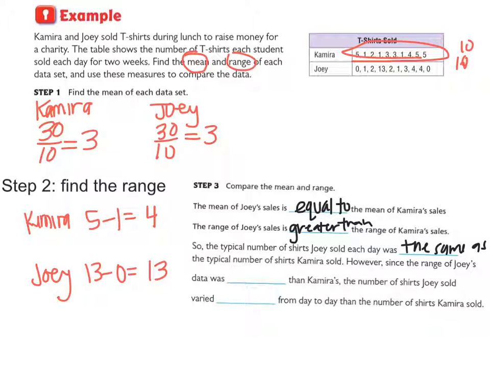However, since the range of Joey's data was greater, remember we had a bigger number than Kamira's, the number of shirts Joey sold varied more from day to day than the number of shirts Kamira sold. And so this is something that I would have you guys explain to me in words, not necessarily write all of that out, because that's kind of excessive.